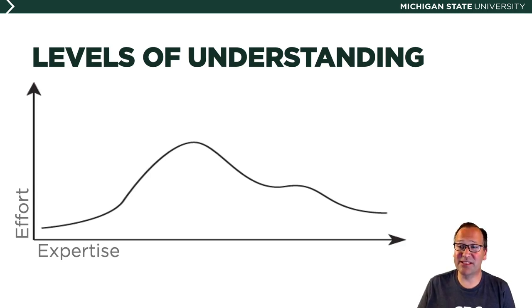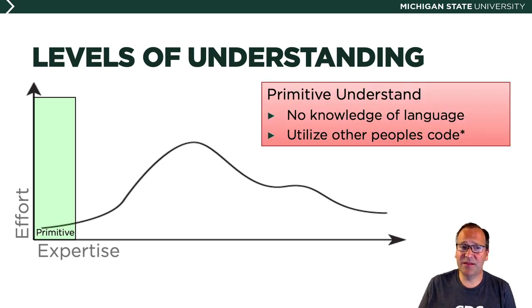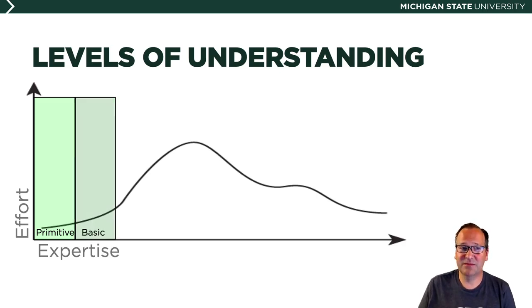This graph represents the learning curve, or the amount of effort it takes to move to higher levels of understanding. When you first start with a language, you have a very primitive understanding. This may be where you are right now with Unity and C#. You really have no knowledge of the language, but you may be able to use other people's code to get things working. But if something doesn't work, you're stuck.